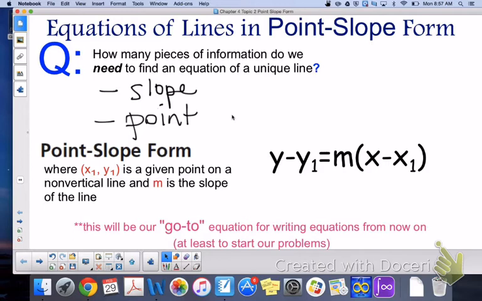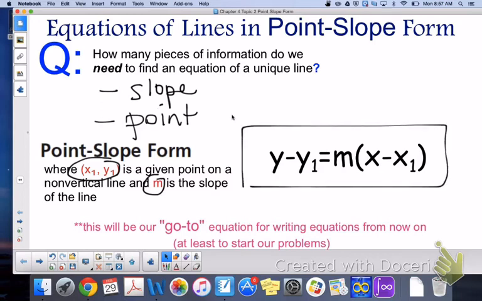Now, our point is going to be the point x1, y1, and our slope is going in for m. This is the equation: y minus y1 equals m times x minus x1. That is our go-to equation for writing equations when we are given a point and a slope. You plug in for the slope, and you plug in x1 and y1 for your point. All right, let's look at an example.